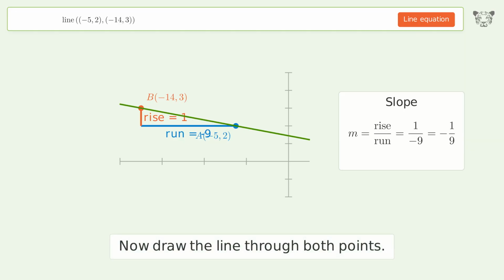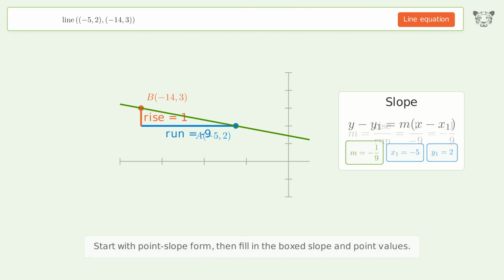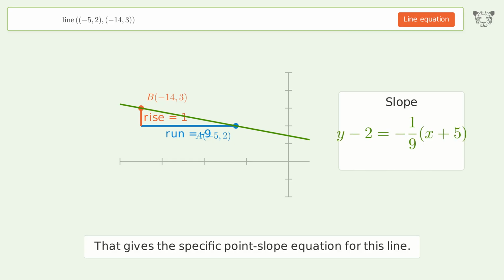Now draw the line through both points. Start with point slope form, y minus y1 equals m times x minus x1. Then fill in the boxed values, slope is -1 over 9, x1 is -5, and y1 is 2. That gives the specific point negative slope equation for this line.